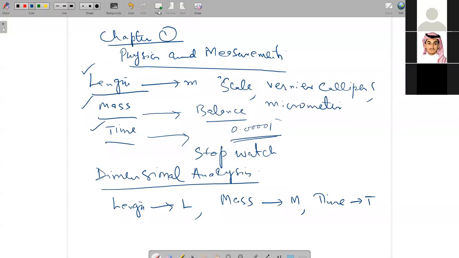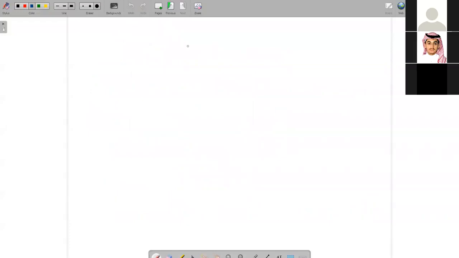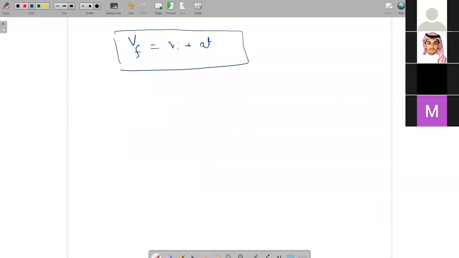Last time I also discussed that if we have an equation like VF is equal to VI plus AT, we can find the dimension of this equation. We know that VF and VI are the speed or the velocity. If you know the units of any quantity, you can find the dimension. Speed is meter per second, so the dimension will be length over time, which we can write as LT minus 1.